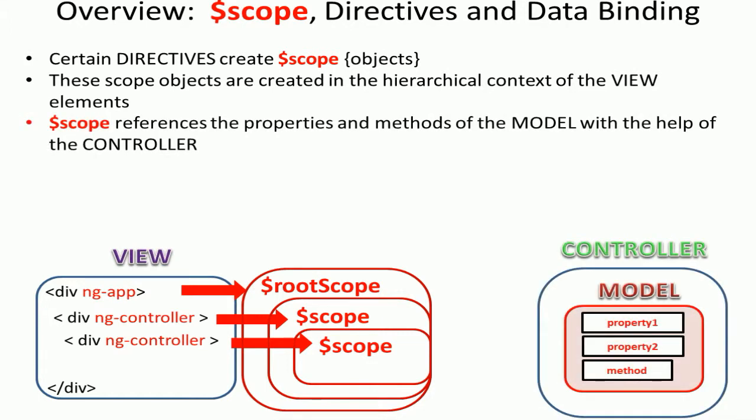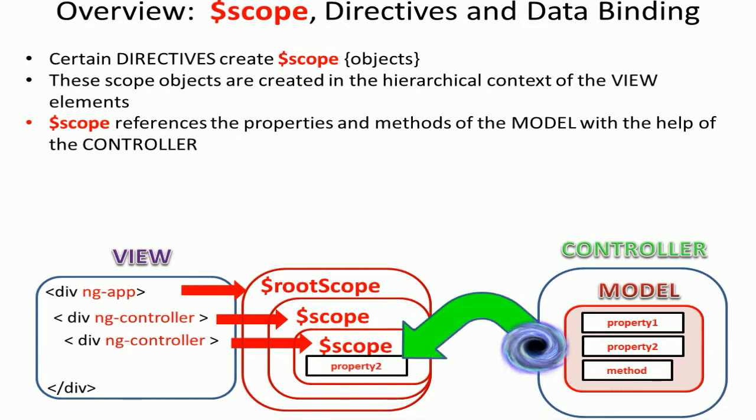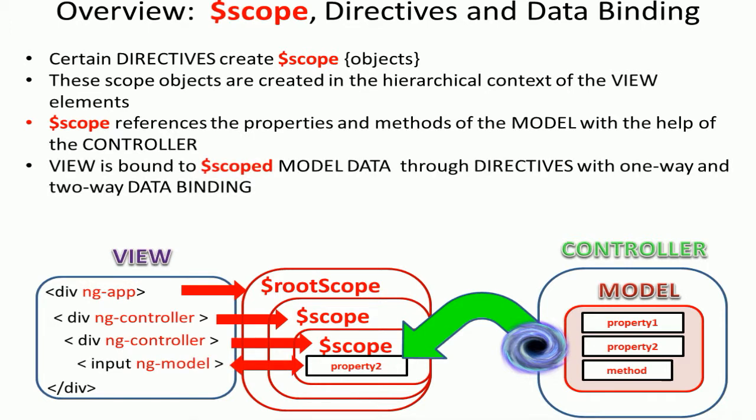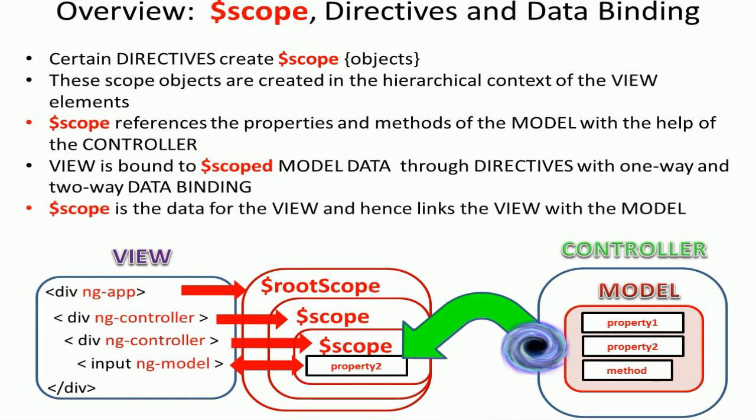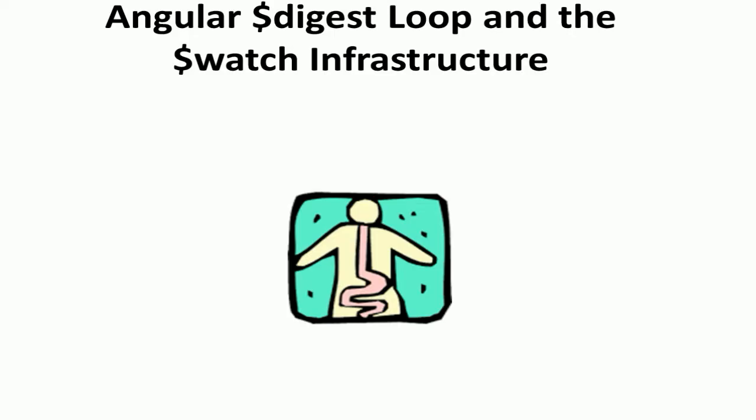Scope references the properties and methods of the model with the help of the controller. View is bound to scoped model data through directives with one-way and two-way data binding. And scope is the data for the view and hence links the view with the model. There is still one juicy topic remaining regarding scope and data binding: the Angular digest loop and the watch infrastructure.